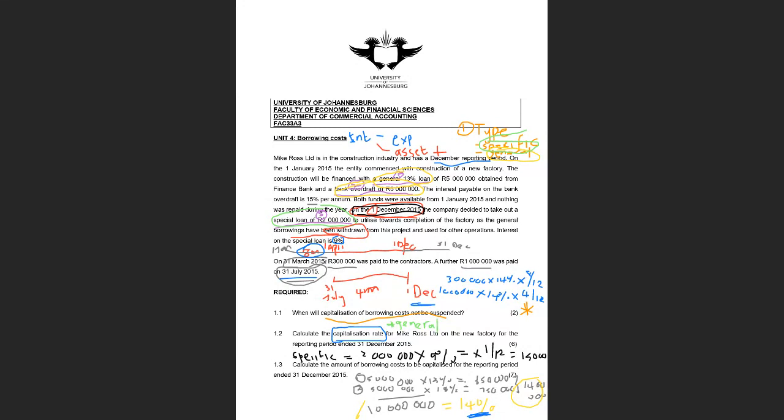Okay, is there any question on that? So for the specific loan, it's easier. You don't need to calculate the capitalization rate or worry about the expenditure paid. All you have to do is just work out the interest on that loan and determine that it will only be capitalized for the period where it's used for that project. Okay, and that is only 1 month, only for the month of December.